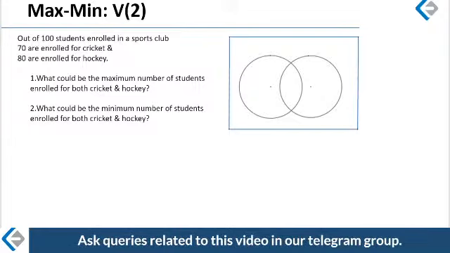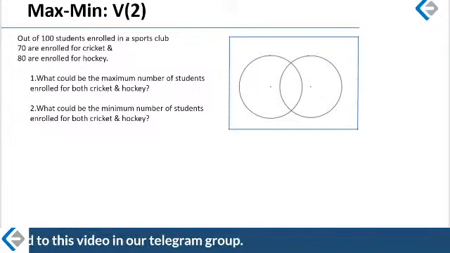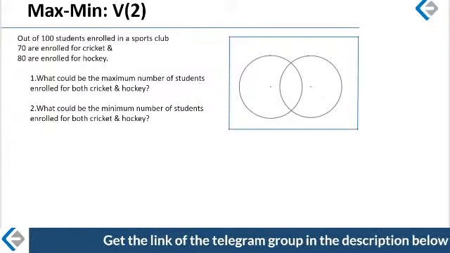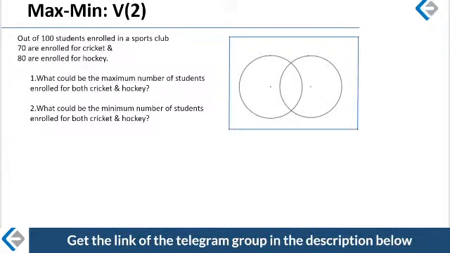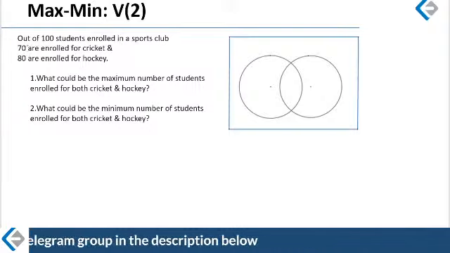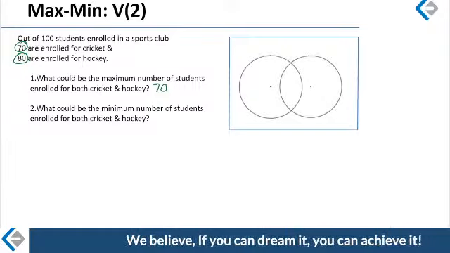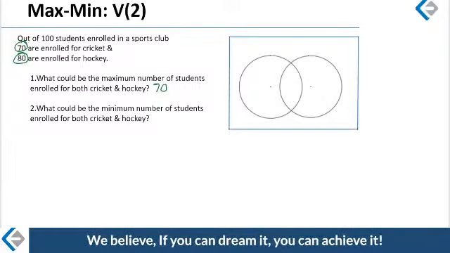Out of 100 students enrolled in a sports club, 70 are enrolled for cricket and 80 are enrolled for hockey. First question: what could be the maximum number of students enrolled for both cricket and hockey? All of you know the answer is 70. You just look at these particular numbers. There is 70 here, there is 80 here. Therefore, you would simply say that 70 is the answer, the lower of the two numbers. That's the maxima, simple.